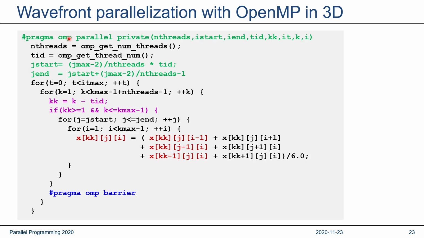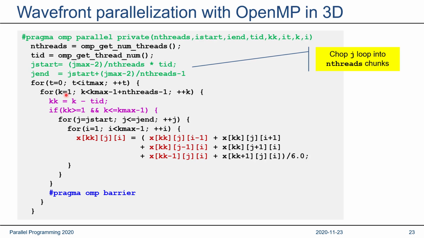We open a parallel region. We compute the number of threads and the thread ID for every thread, which are private variables, and we compute the start and the end index in the j direction. So this has to be done manually here because we don't have the facilities of a parallel loop at hand. The time-stepping loop or the iteration loop is still on the outside. We're doing the k loop here, and interestingly, the k loop doesn't go from 1 to k max. It goes further than that.